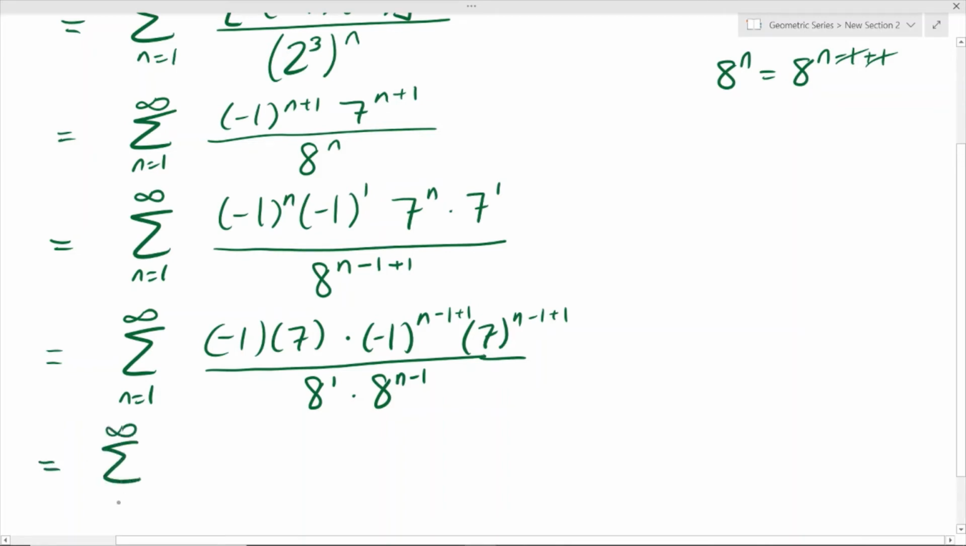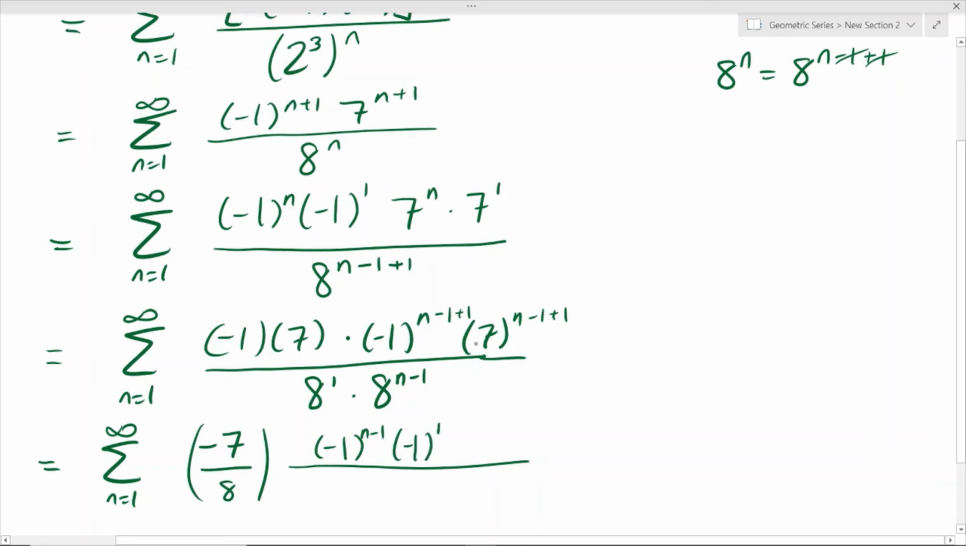So doing the same thing on the top, here negative 1 times 7, let's combine these together, negative 7. Let's combine the 8 as well, so it's going to be negative 7 over 8 that we have here. So we got rid of this part. Now we have to work on this part, with the exponents. So here, let's write the fraction line, it's going to be negative 1 to the exponent of n minus 1 times negative 1 to the exponent of 1, adding 1. We take these two exponents, add them together, we get this ultimately.